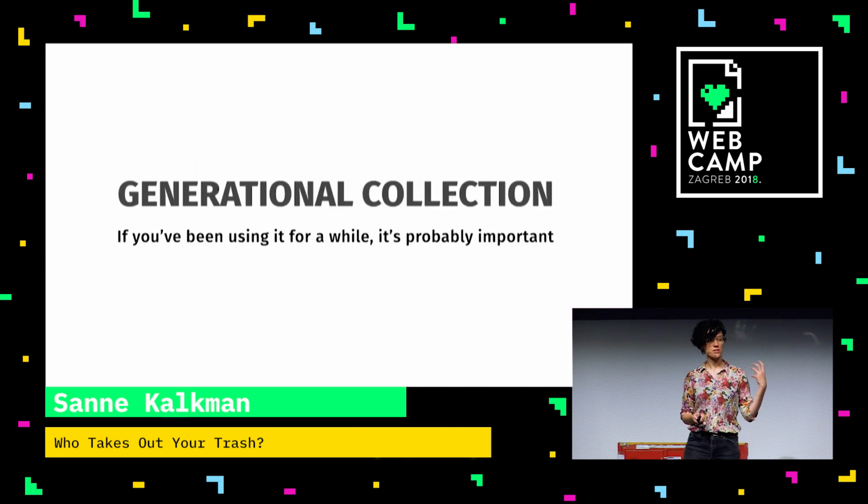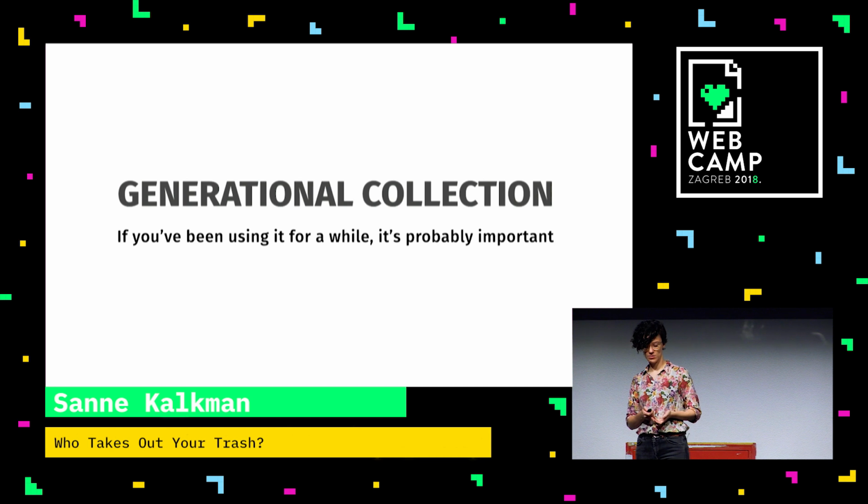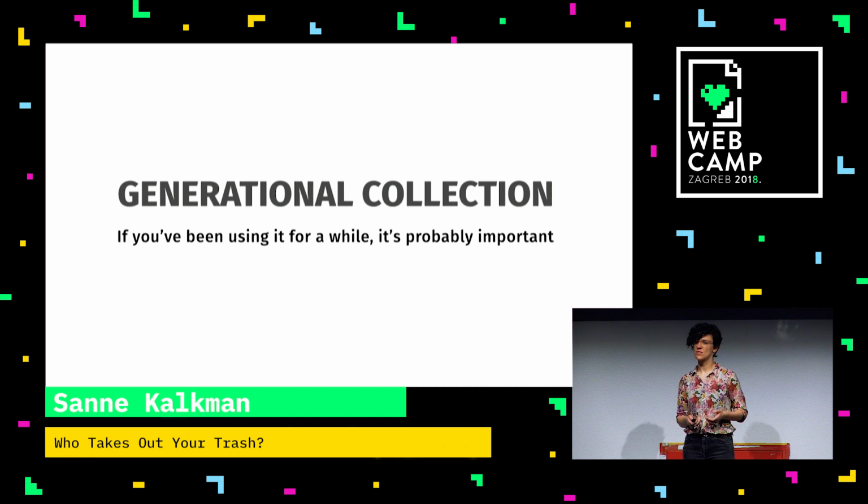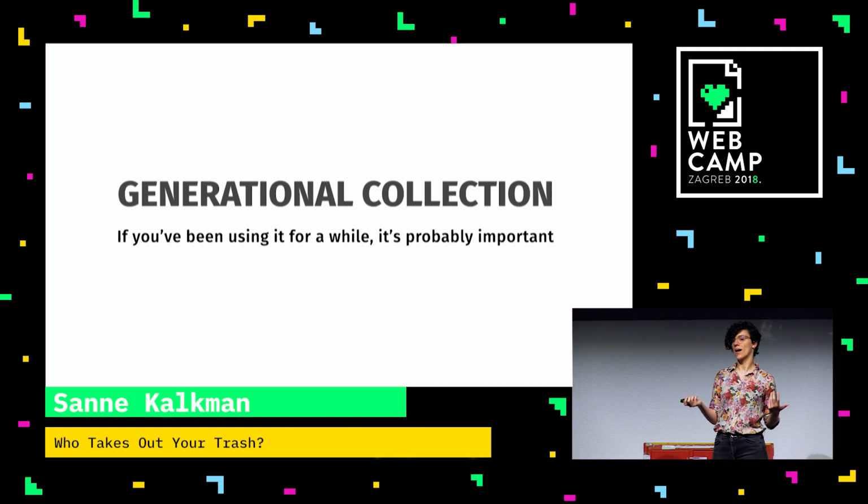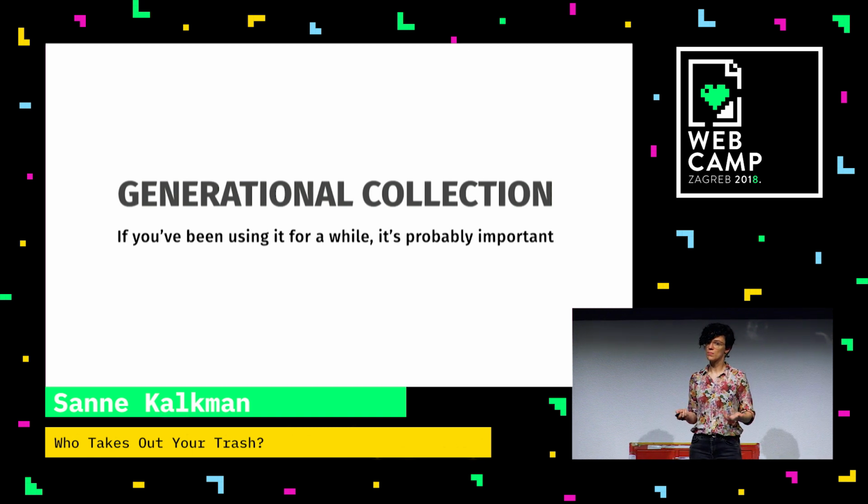And that is the last aspect that I wanted to talk about today, which is something called generational garbage collection, which isn't necessarily an algorithm, it's more of a strategy that you can use. And the basic idea behind it is that if you've been using something for a while, it's probably important and you will probably need it more.